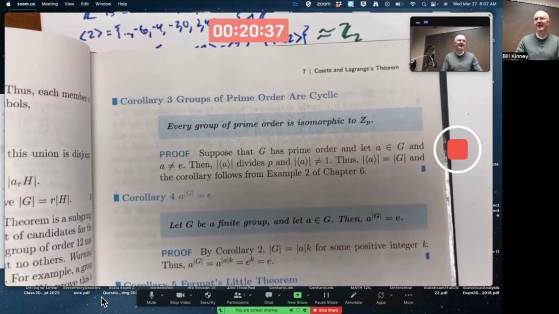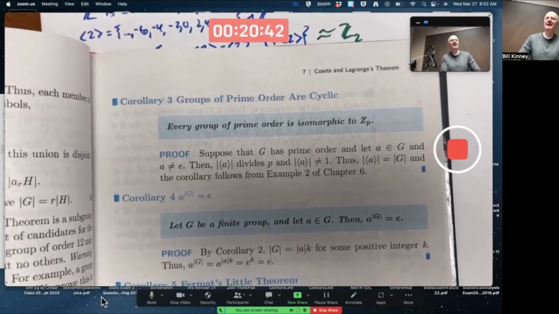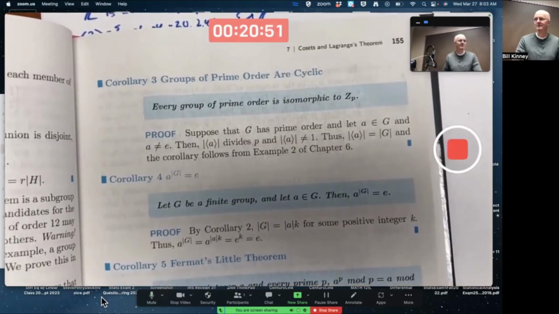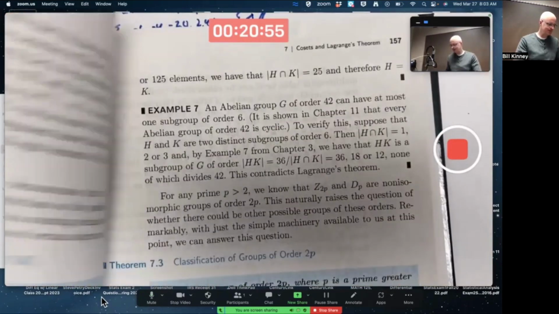That includes a lot of examples, infinitely many, but there's also infinitely many examples that it does not include. A group of non-prime order would not fit into this. But we do have other classification facts.